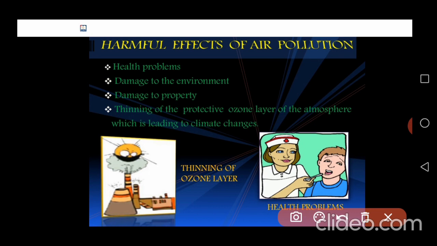See, the thinning of the ozone layer is very dangerous. Thinning of the ozone layer takes place in the stratosphere. Finally, UV radiation very easily enters our earth and affects living organisms, including plants, animals, and other organisms also. So these are all the harmful effects of air pollution.